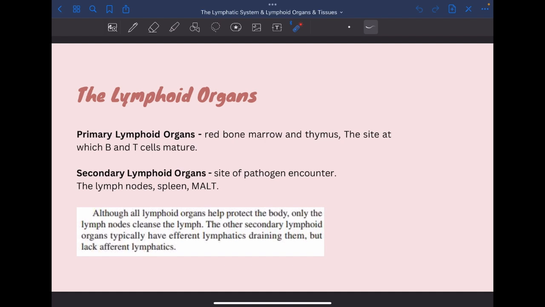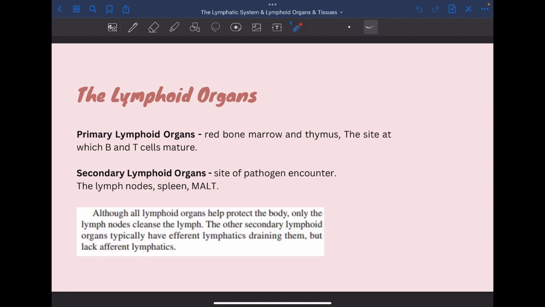This education and this level of formation happens in the primary lymphoid organs, the red bone marrow for the B cells, and the thymus for the T cells. But actually encountering the pathogen is what happens in the secondary lymphoid organs, and this is the site at which the cells become capable of fighting against the disease or fighting against the pathogen or the infection.